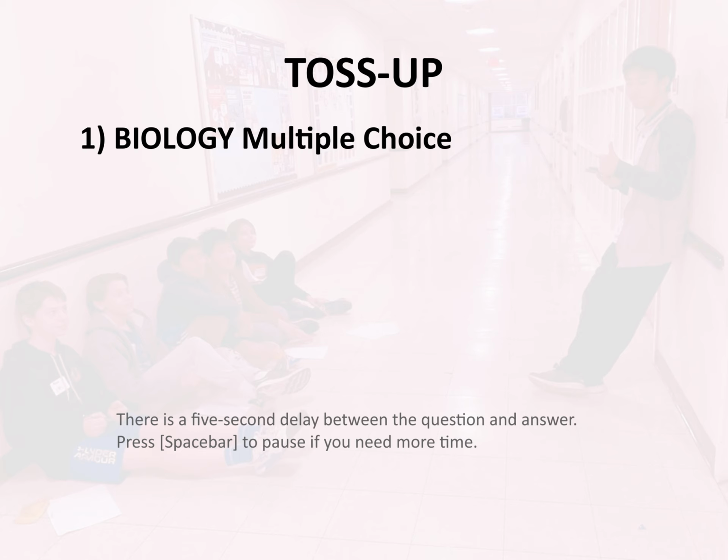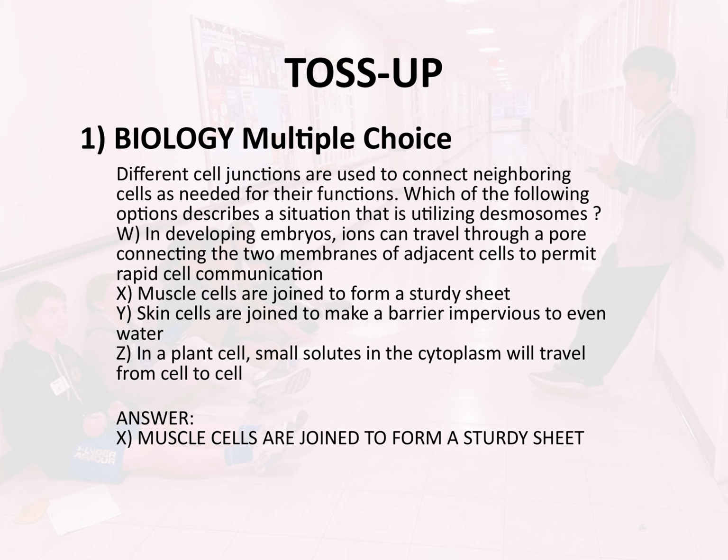Y. Skin cells are joined to make a barrier impervious to even water. Z. In a plant cell, small solutes in the cytoplasm will travel from cell to cell. Answer, X. Muscle cells are joined to form a sturdy sheet.